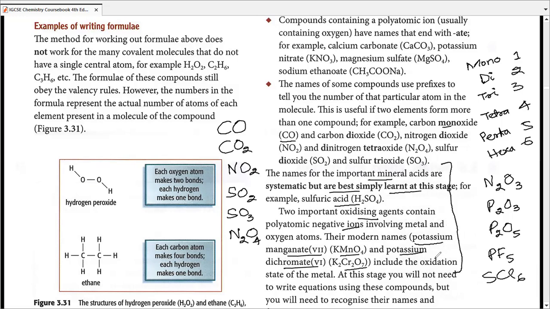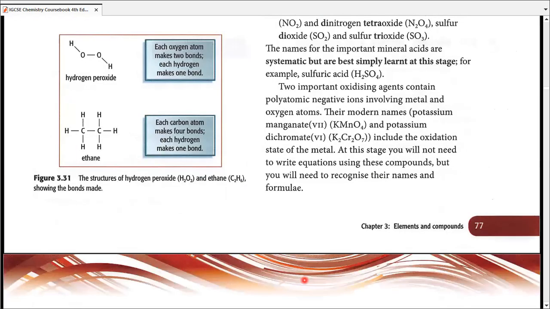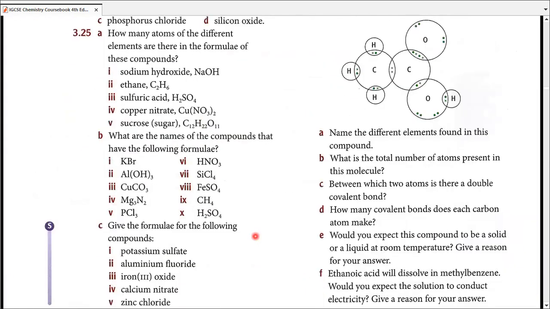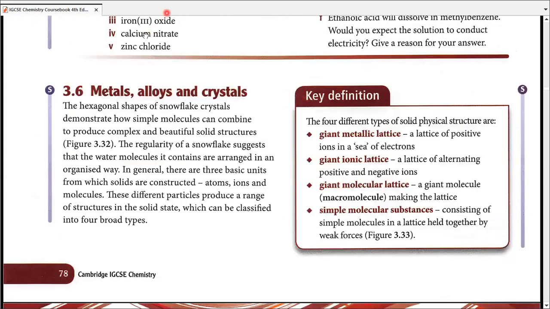Just like we remember water, ammonia, or methane, since those names are trivial and they're still in use, these names have a pattern, but we don't understand the pattern at this stage and we simply memorize them. This also finishes 3.5 for us. So we're left with the last topic, 3.6, metals, alloys, and crystals.